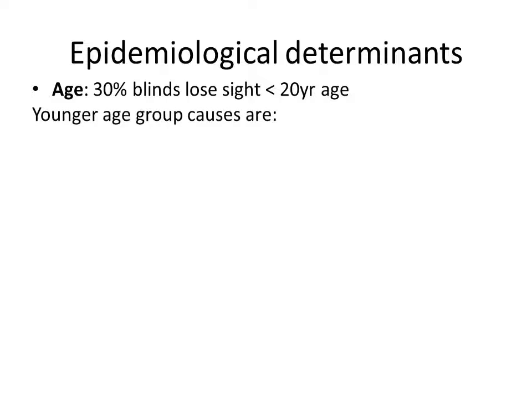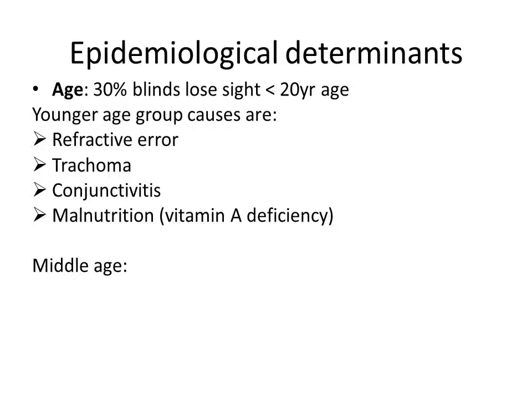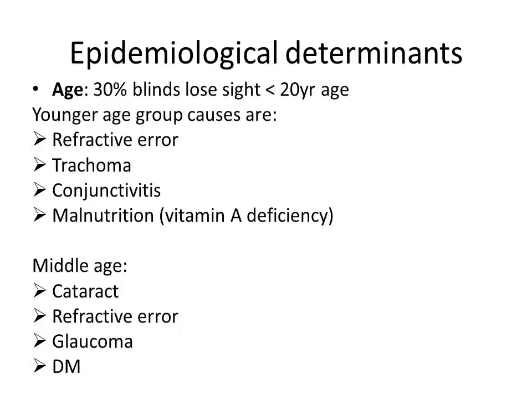Epidemiological determinants of blindness, that is the risk factors which increase the chances of blindness. Age. It is seen that 30% of the blinds lose their sight below 20 years of age. The causes in the younger age group are refractive error, trachoma, conjunctivitis, malnutrition, mostly vitamin A deficiency, and in middle age, the major causes of blindness are cataract, refractive error, glaucoma, diabetes mellitus.